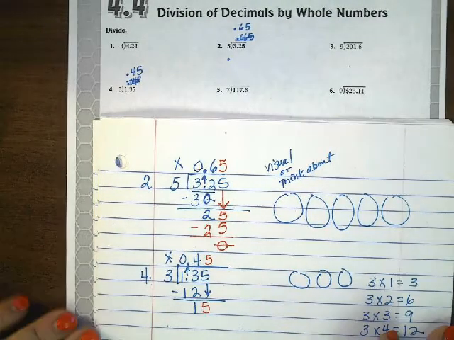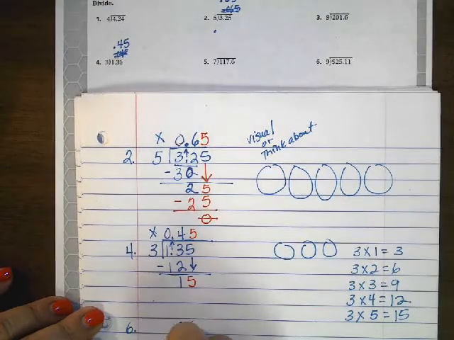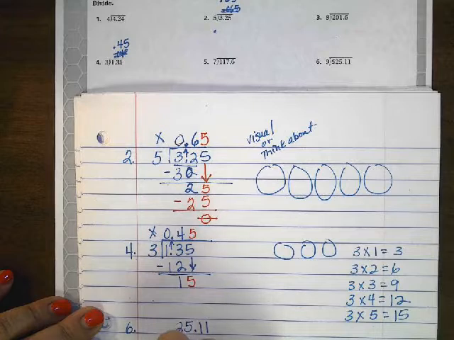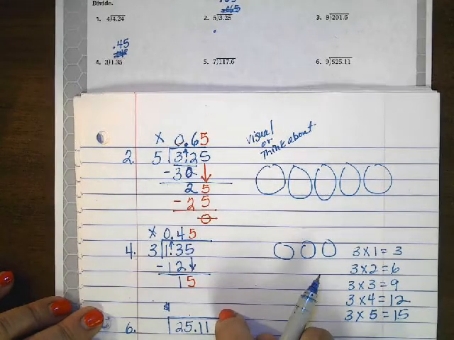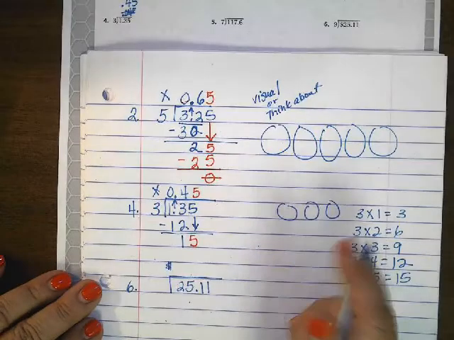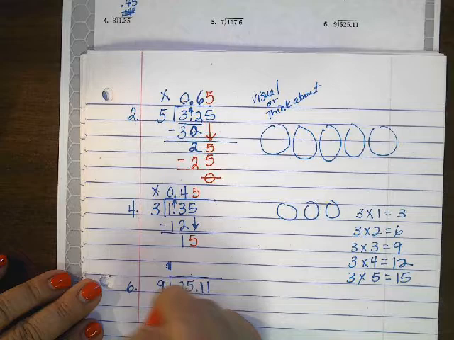Well, does it change the way we divide it? No. So I have $25.11. And what I'm going to do is move up the $25 into my quotient, because that's my answer. So I'm going to have that. And I'm going to divide that into 9. I'm going to have 9 equal groups.